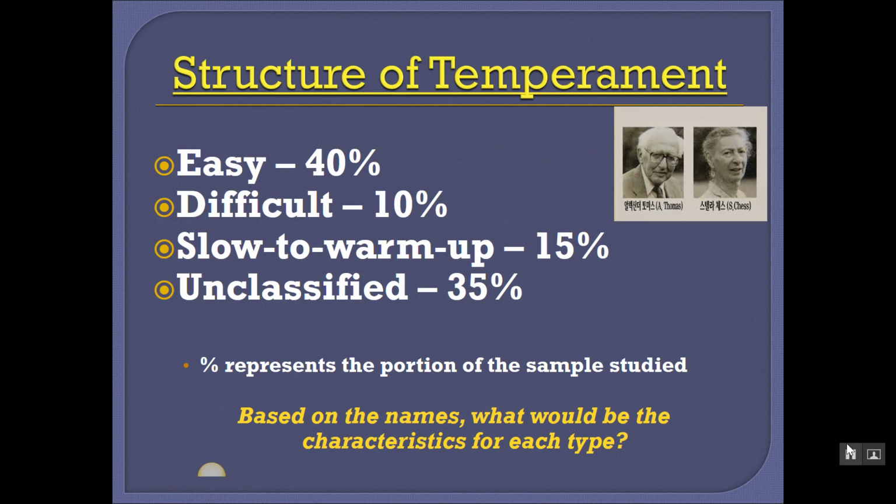In the end, what they found was that children fell into one of four categories. Either they had easy temperament, difficult temperament, slow to warm up temperament, or there was this large class of their sample that didn't really fit into any one category, and they were called unclassified. So, primarily, children came out as easy temperament. But let's learn a little bit more about their study.